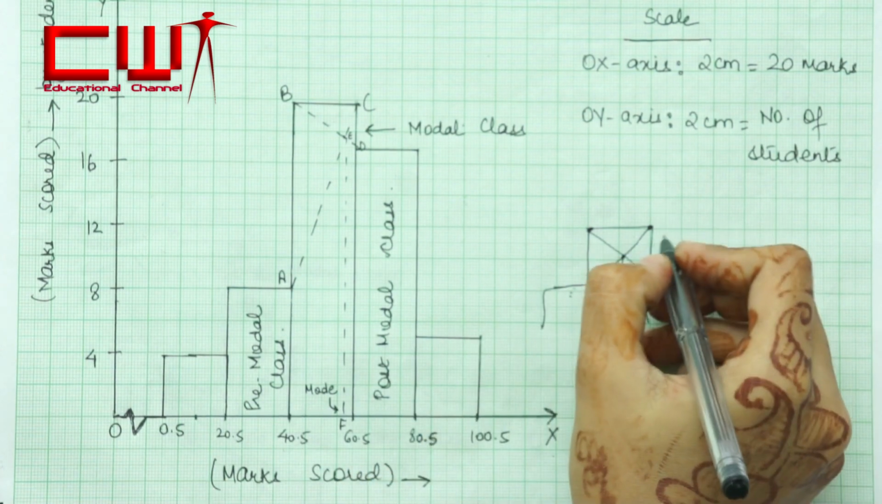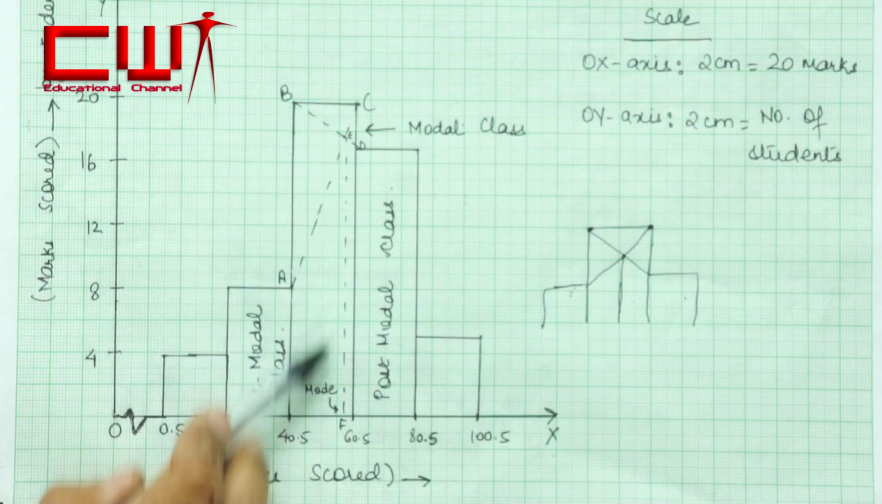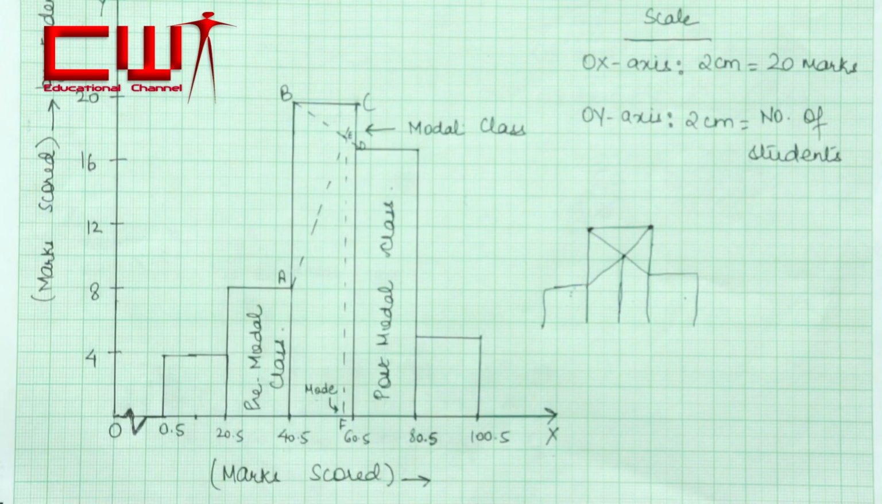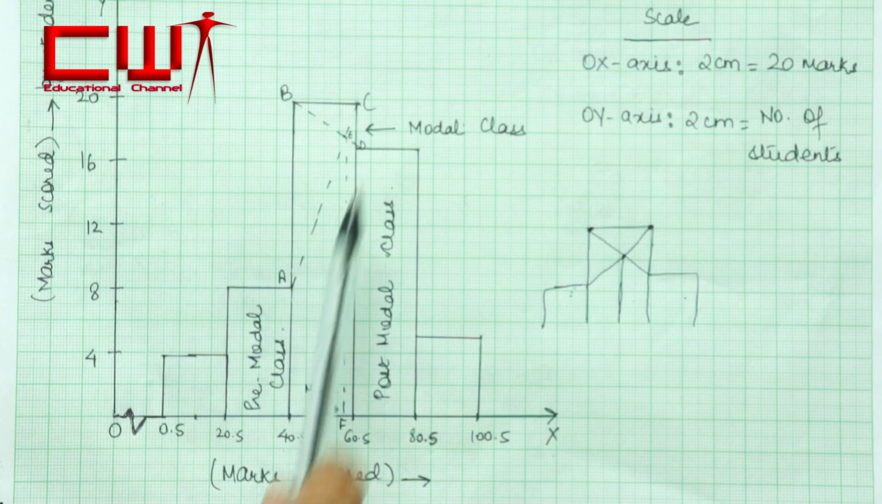Now you mark this as the modal class. The highest frequency bar is known as the modal class. The bar to the left of the highest frequency bar is known as the pre-modal class. The bar to the right of the highest frequency bar is known as the post-modal class. So you have the pre-modal class, the modal class and the post-modal class.